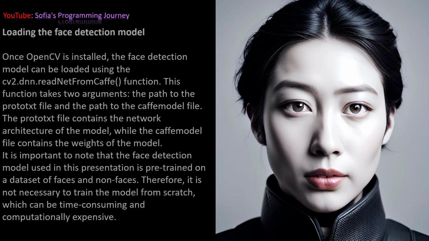Once OpenCV is installed, the face detection model can be loaded using the cv2.dnn.readNetFromCaffe function. This function takes two arguments, the path to the prototxt file and the path to the Caffe model file. The prototxt file contains the network architecture of the model, while the Caffe model file contains the weights of the model. It is important to note that the face detection model used in this presentation is pre-trained on a dataset of faces and non-faces. Therefore, it is not necessary to train the model from scratch, which can be time-consuming and computationally expensive.